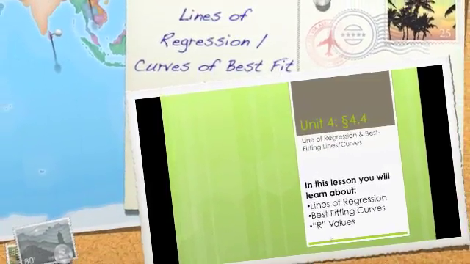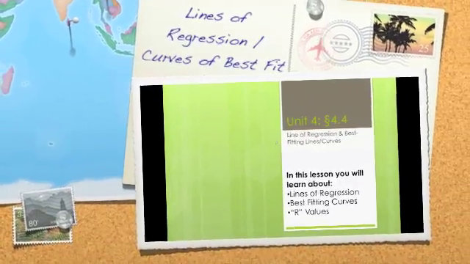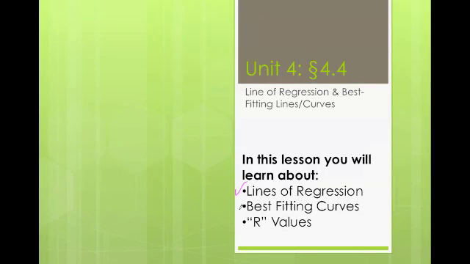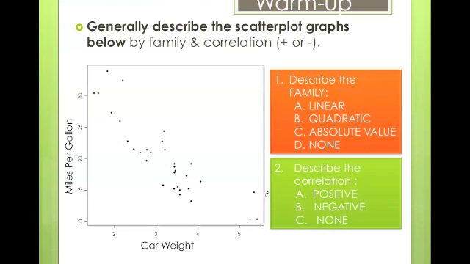This is the last lesson of Unit 4, and in it you're going to learn more about lines of regression, best fitting curves, and R-values. Just as a warm-up, look at the data that's graphed on this scatter plot graph on car weight with miles per gallon.